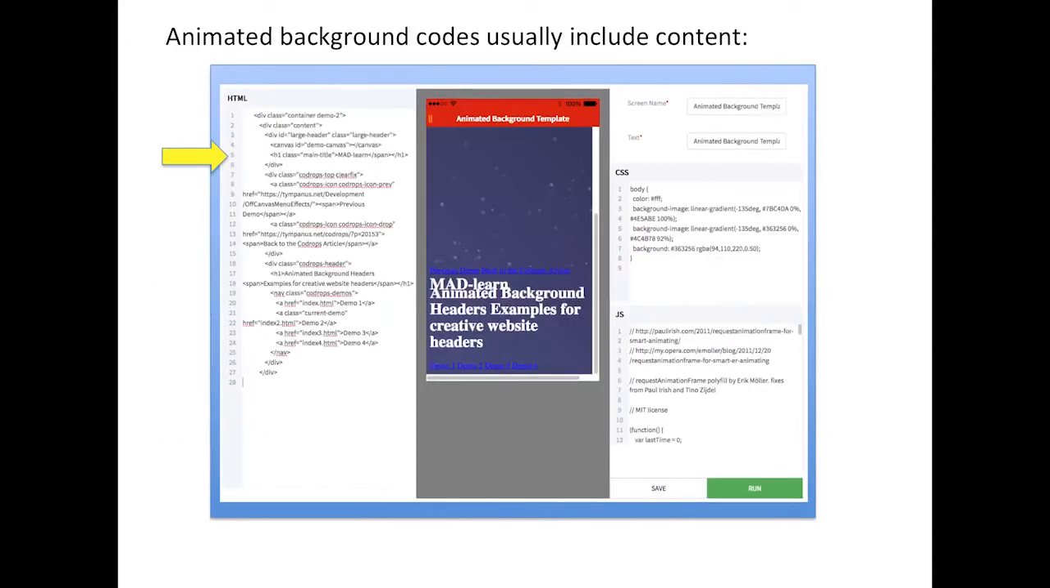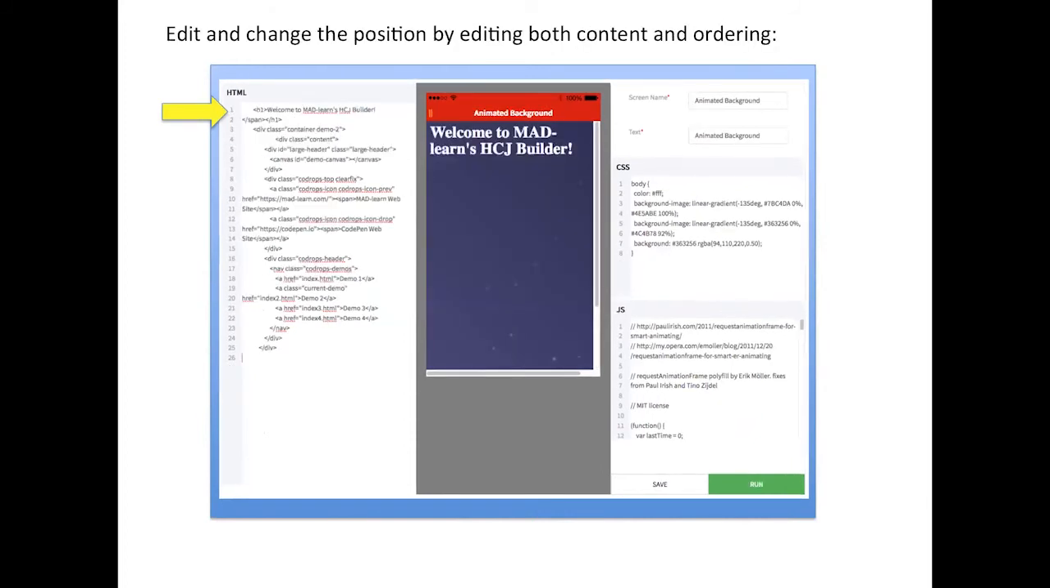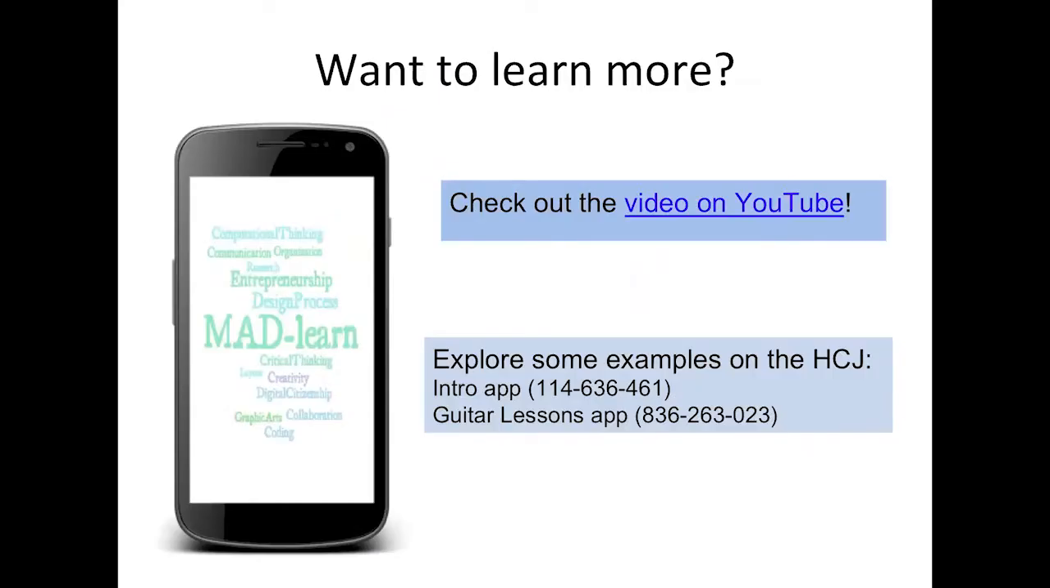Animated background codes usually include content. Edit and change the position by editing both content and the order. Adding code-based screens can be as simple or as sophisticated as you want to make them, and these are just a few examples. You're limited only by your imagination. Have fun!